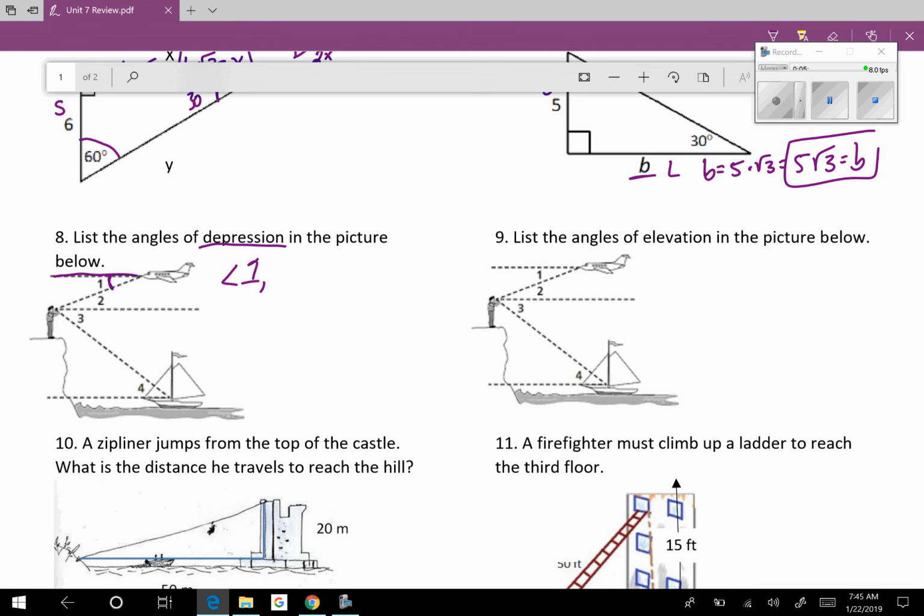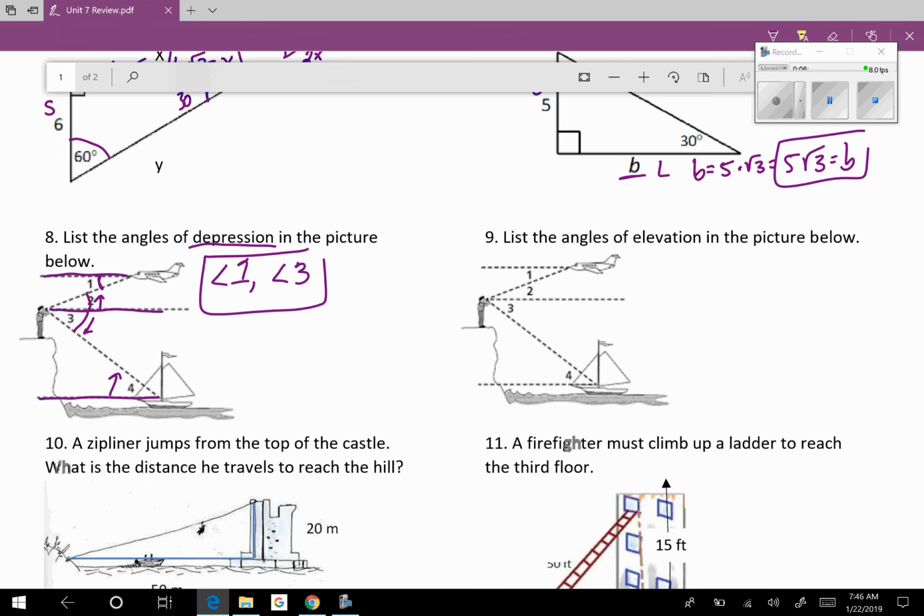All right, go to the next horizontal line. I see angle 2. This person's looking up. So that's an angle of elevation. We don't want that one. But if they're looking at angle 3, this one's going down, so that's an angle of depression. And then here's our last horizontal line. There's angle 4, and to follow the line of sight, you have to go up. So that's an angle of elevation, so we don't want that one. So angle 1 and angle 3 are angles of depression.